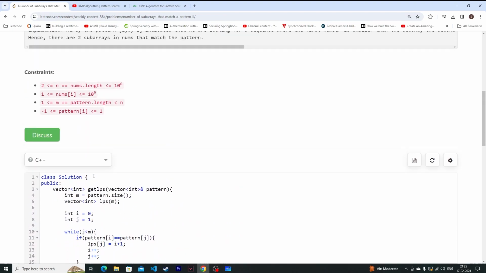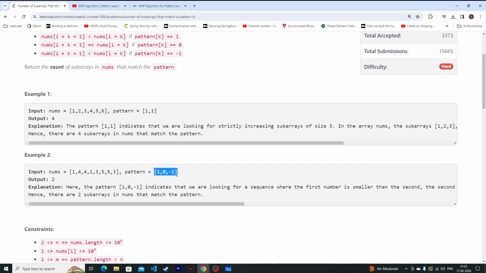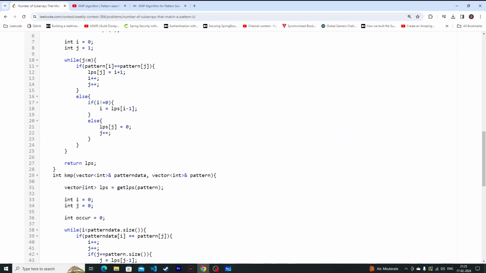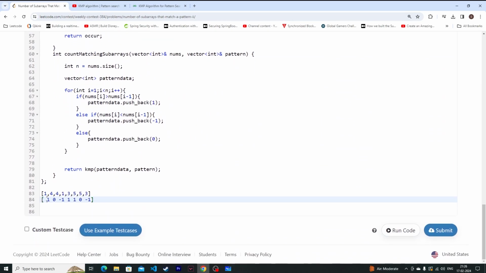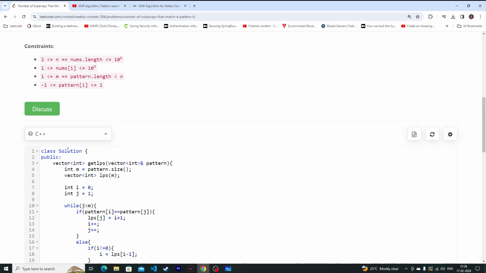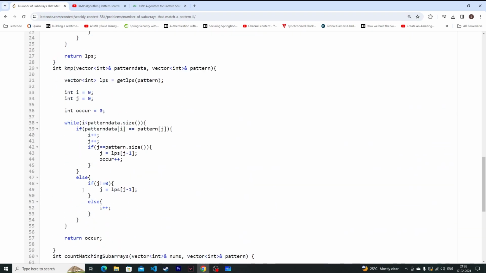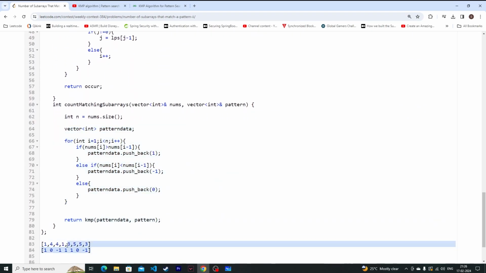Now you are basically given two things, find this pattern 1 0 minus 1. Now if you just simply go into this array and you would find 1 0 minus 1, you would find this 1 0 minus 1 and again this 1 0 minus 1. Okay, so that's the whole question. Once you make this pattern data, all you have to do is find instances of these patterns in this particular pattern data that you have been given.